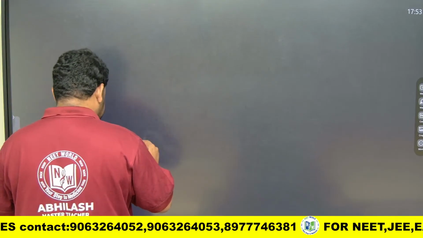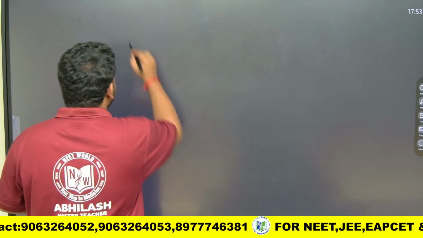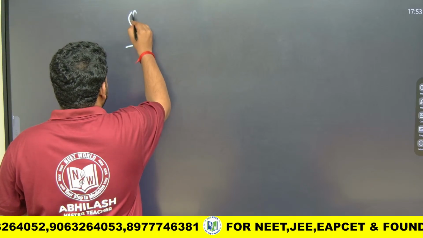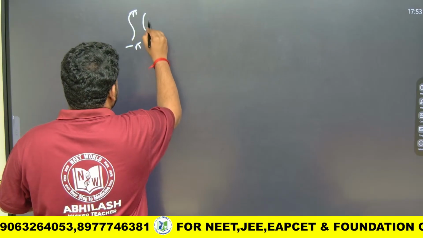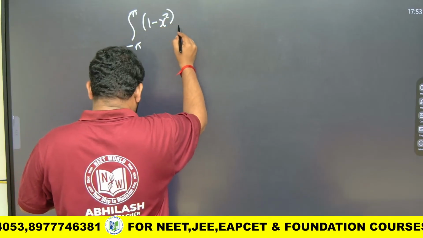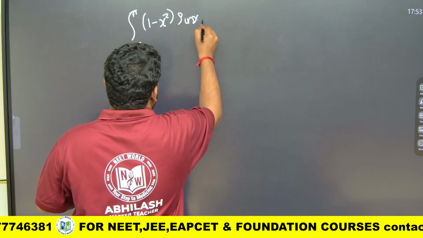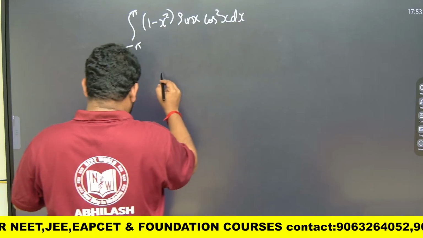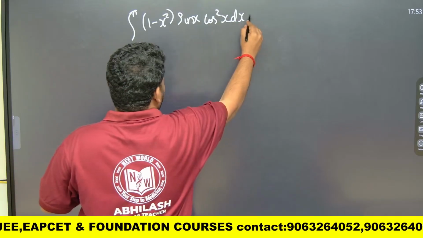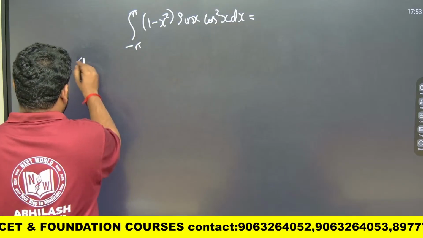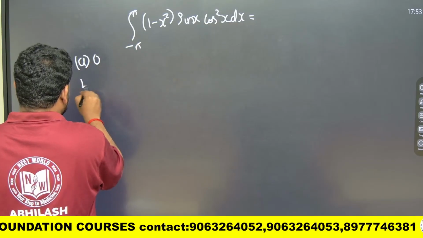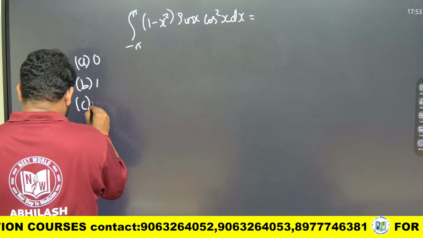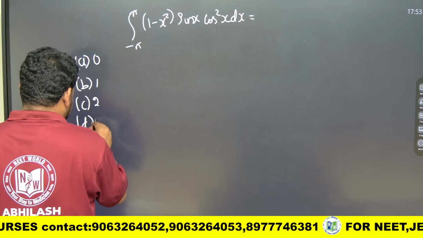Now the question that is given is, find the value of the integral from minus pi to plus pi of 1 minus x square, similar to the previous question, 1 minus x square sin x cos square x dx. They are asking the value of this. The options are a is 0, b is 1, c is 2, and d is 3. This is one question.